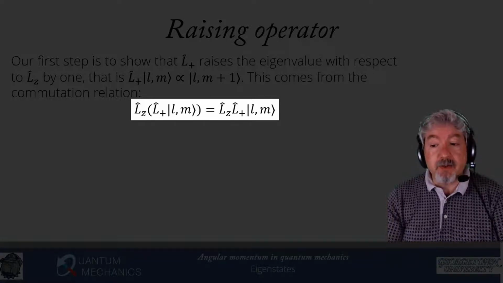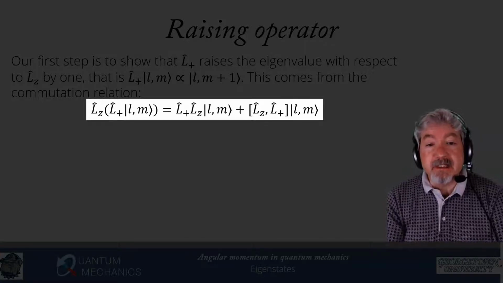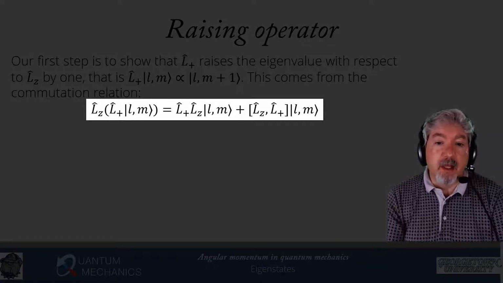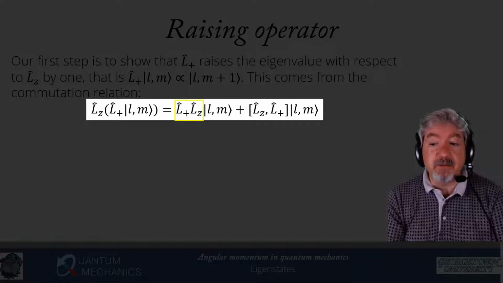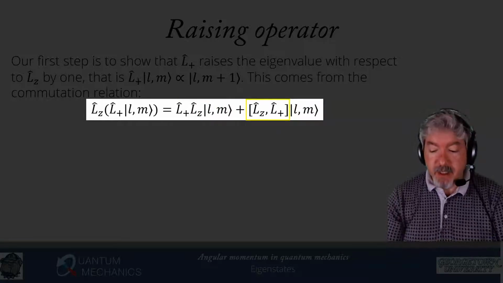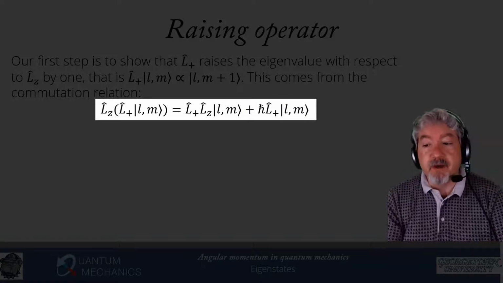And now we're going to use our algebra, okay? We're going to do the add zero trick. I'm going to add and subtract L plus LZ. That's going to give me L plus LZ acting on Lm plus the commutator of LZ with L plus acting on Lm. Now, that commutator, we know what it is from the fundamental commutation relations of SU2.